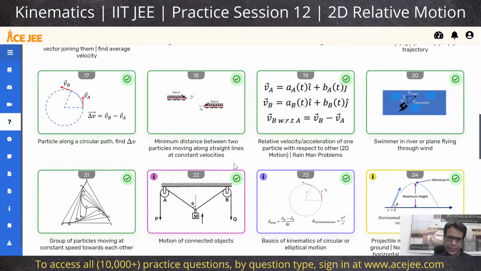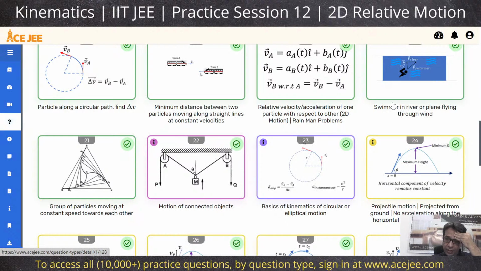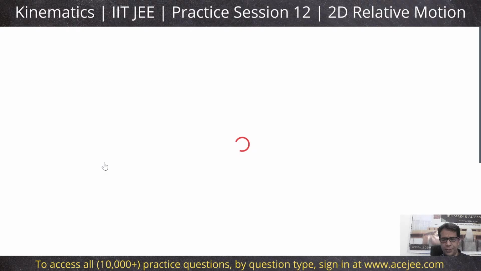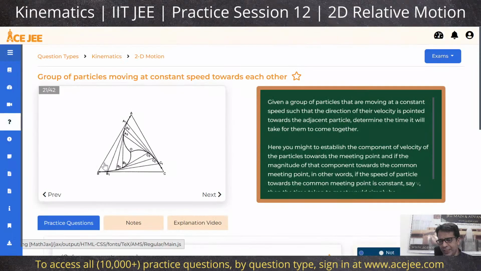Okay, so let's move on to the next one. So we finished the swimmer and river. We solved all the previous years' problems, JEE Main, JEE Advanced, and NTA. Now let's quickly look at this particular scenario wherein a group of particles, number 21. What we have in this scenario is a group of particles which are moving towards each other at all times. This seems kind of an interesting scenario, so let's understand this a little bit better.